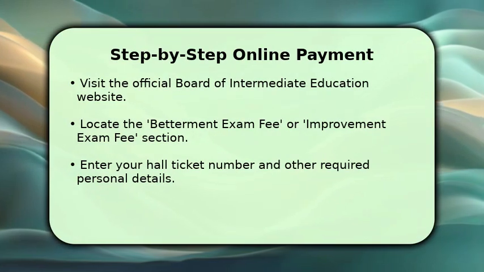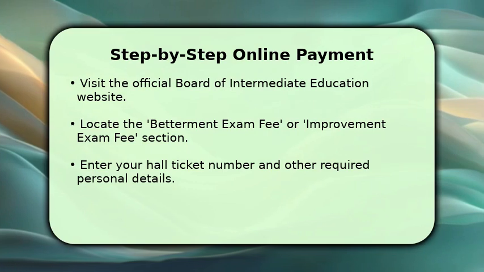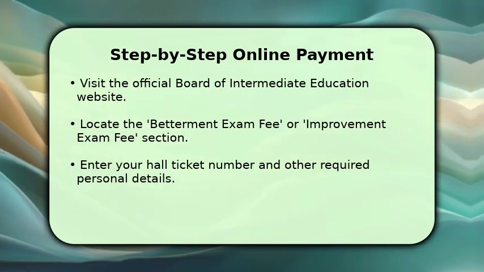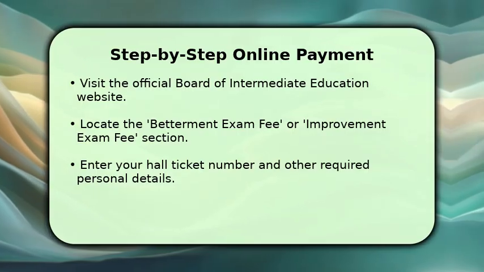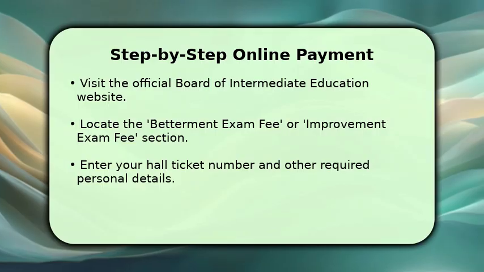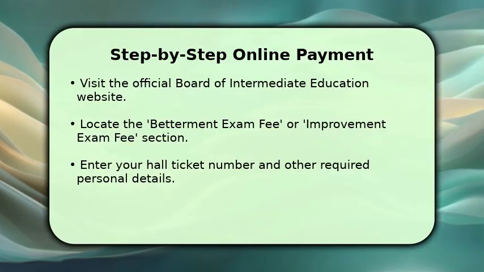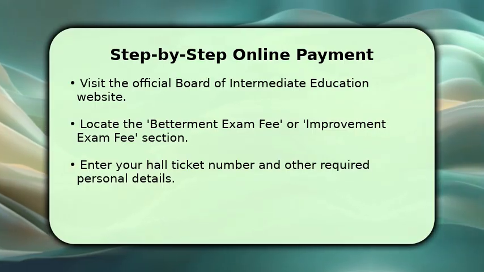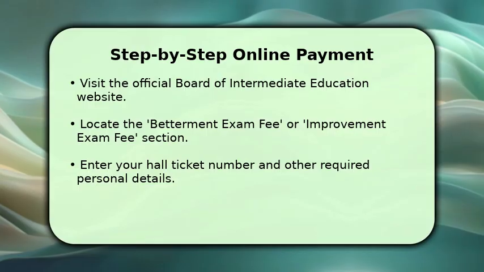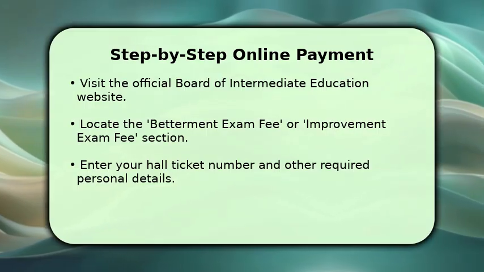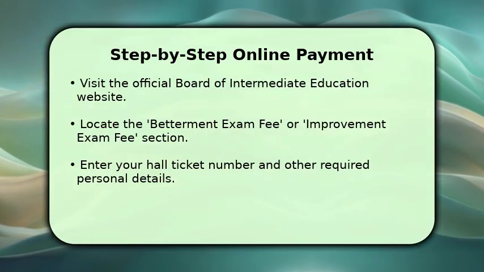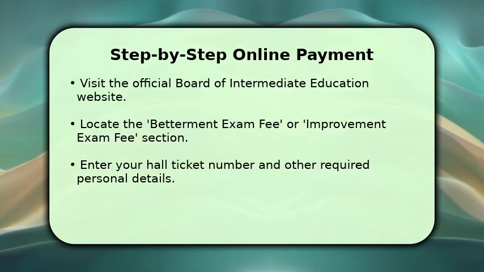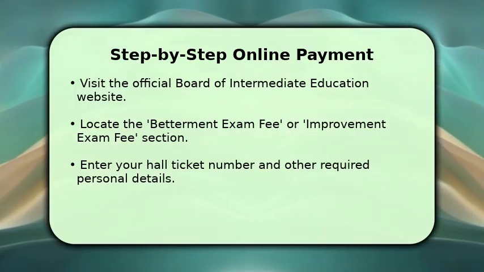Paying your Betterment fees online is a simple process. First, navigate to the official website of the Board of Intermediate Education. Look for the section dedicated to Betterment exam fee or improvement exam fee. You will then need to enter your hall ticket number and other necessary details accurately. Proceed to complete the payment using your preferred online method, such as net banking or a debit card. Always remember to save or print your payment receipt.